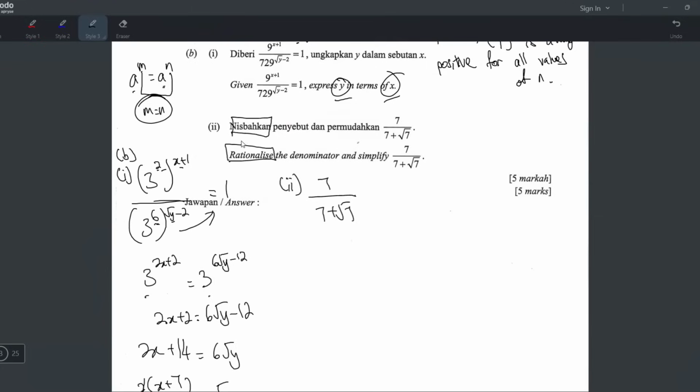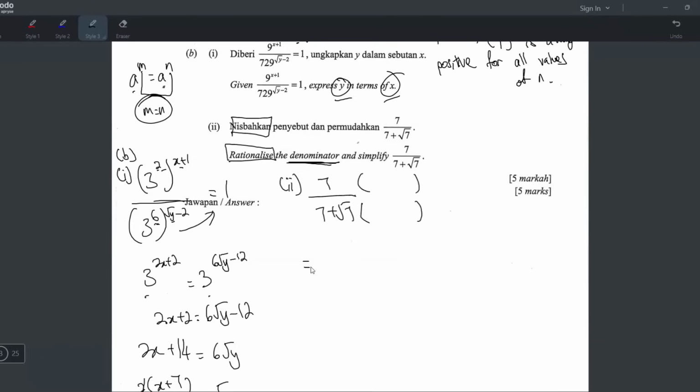Alright, let's talk about what is rationalize first. Okay, rationalize, nisbahkan. What does nisbahkan mean? Okay, rationalize or nisbahkan, that means they want you to remove the square root. Yeah, they want you to remove the square root, but only at the denominator. The denominator means the bottom part of the fraction. Yeah, the bottom of the fraction, that's called the denominator. So what I have to do now is remove the square root down here. Okay, now there's a square root, right? Okay, how to remove it? Okay, you have to multiply by its conjugate.